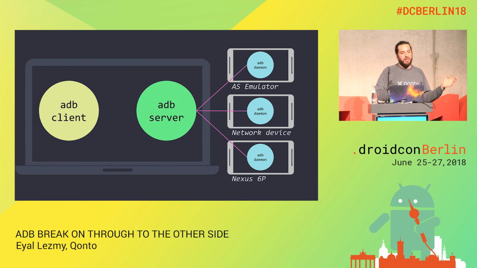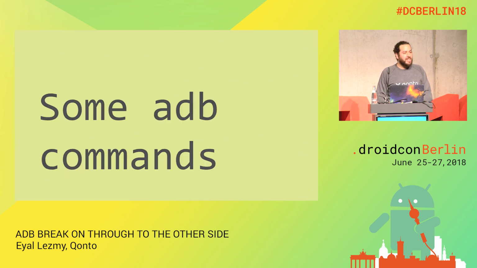The ADB client and the ADB server are running on the computer. The ADB client talks with the ADB server to just relay some commands. And of course, the ADB daemon on the devices is connected to the server and executing your commands. Okay? We're all good for that? Yes? Okay, let's go. Let's see some commands.